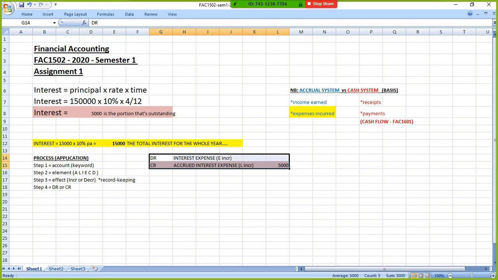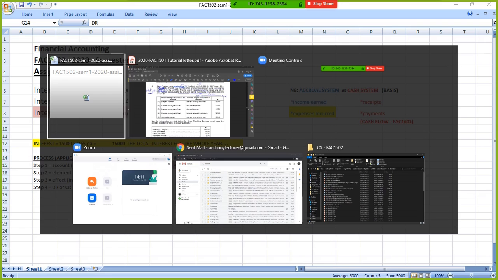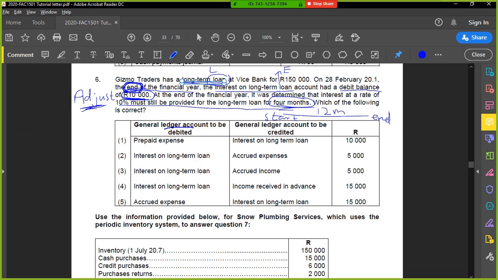Okay, so which option are we going to choose? There should be an option that looks like this one. Debit interest, debit interest. So it's one of those. That one's out, that one's out. Okay. Credit accrued expense, that's good. Accrued income, no. Income received in advance, no. Amount, 5,000. Option 2 is perfect. Okay.